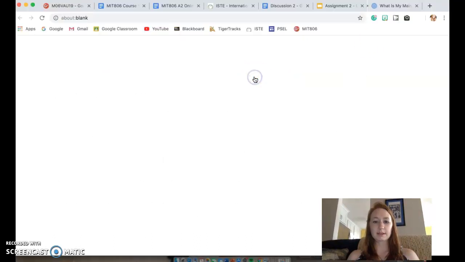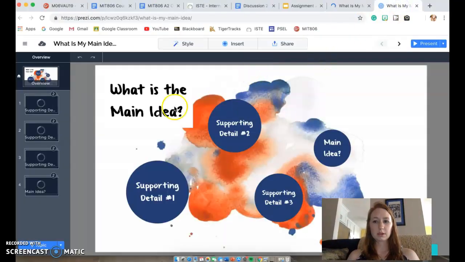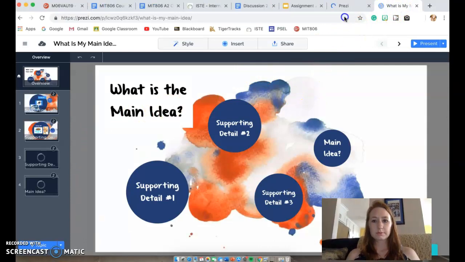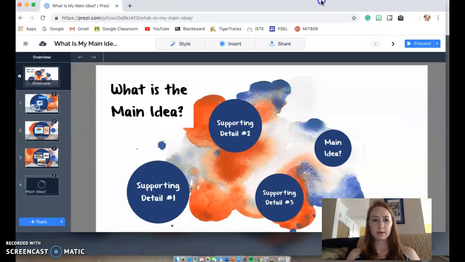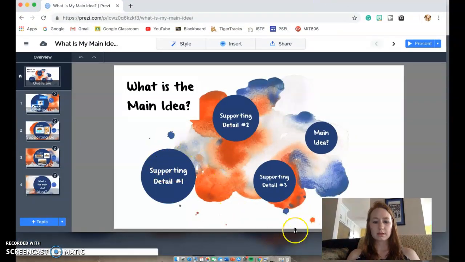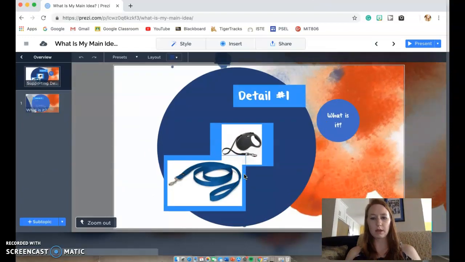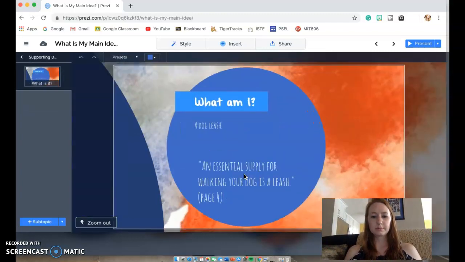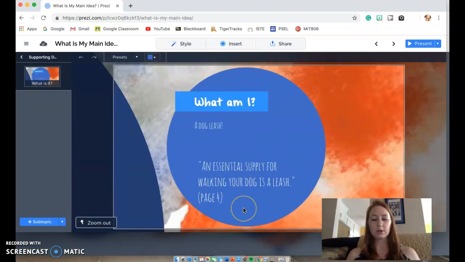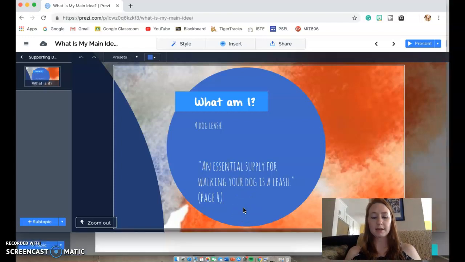So I have an example. Actually, I think, yep, right here. So this is my example. I'll bring this out. Perfect. And it starts with what is the main idea, and then my detail number 1, I have 2 dog leashes, and then what is it? It's a dog leash, and then I also included, I made this up, but it could be a sentence from a passage or a book, so an essential supply for walking your dog is a leash, page 4.